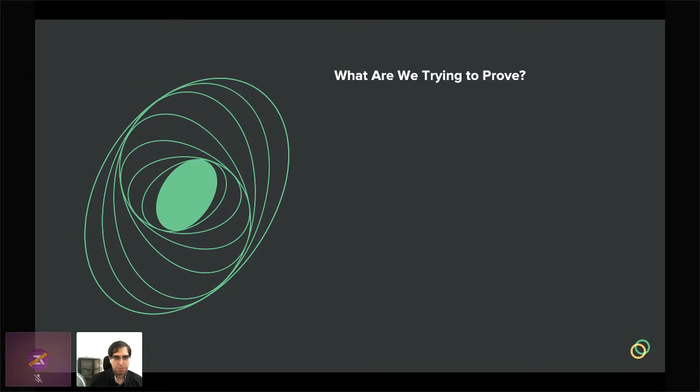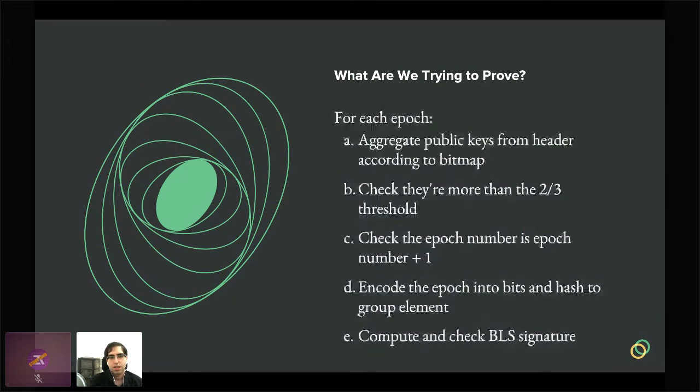So let's recap. What are we trying to prove? I quickly went over what is the light client protocol that we want to prove. And that's exactly what the SNARK does. It essentially verifies that the light client protocol performed correctly and saves you from downloading all these different epoch blocks.